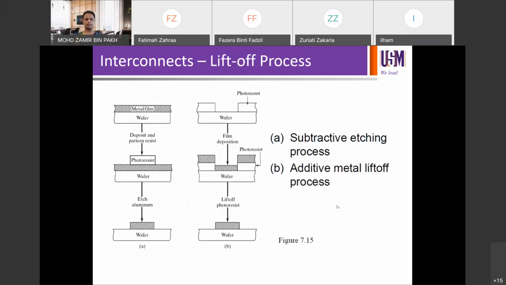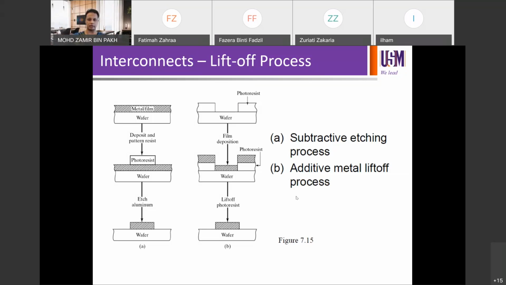So the interconnects lift-off process is one of the main processes as well, even though it's not labeled as one main process like the way we call lithography, etching, implant, thin film deposition, thermal oxide. It's not, but it's also a process. Okay, we normally do it when we work with metal contacts, so we call it a lift-off process. Okay, lift-off. So what is the lift-off process?